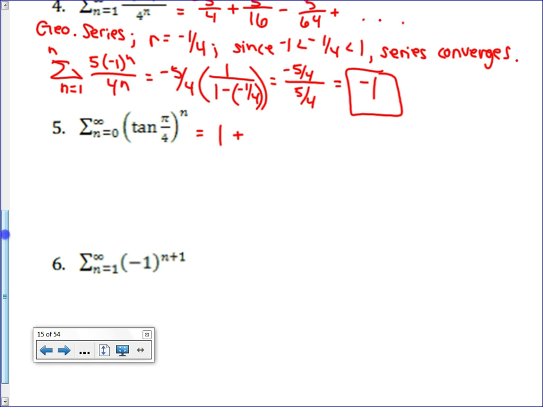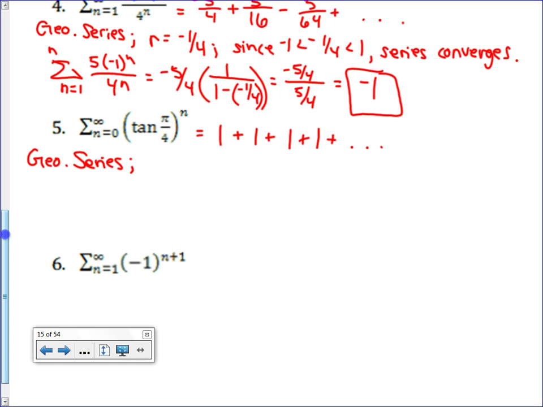So anything to the 0 power is 1. And then tangent, what is tangent of pi over 4? 1. So 1 to the 1, 1 to the 1, 1 to the 1. Is it geometric? Yes. Why is that important? If it wasn't geometric, I'd have to say, I don't know. We only know one test, and the one test is geometric series only.